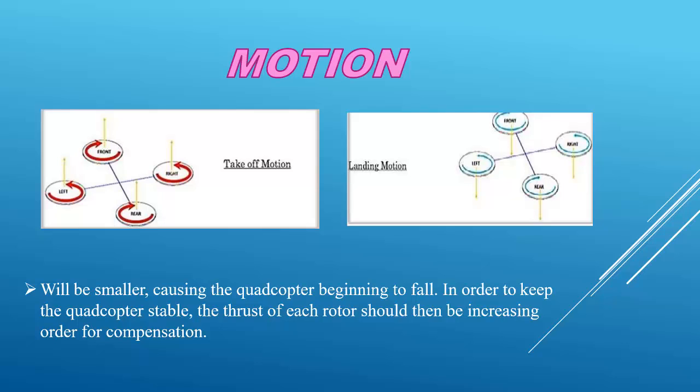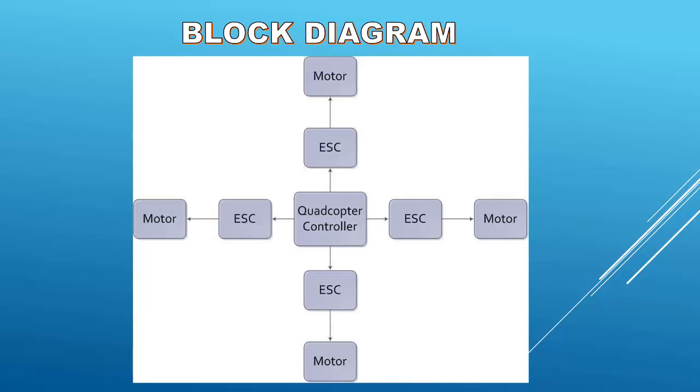The thrust will be smaller, causing the quadcopter to begin to fall. In order to keep the quadcopter stable, the thrust of each rotor should then be increased for compensation. This is the block diagram. You can see the motor, ESC, ESC motor, ESC motor, ESC motor, and the quadcopter controller in between, which is the KK board. And also here you can see the ESCs and motors. The block diagram, if you want to take a screenshot, take it right now.